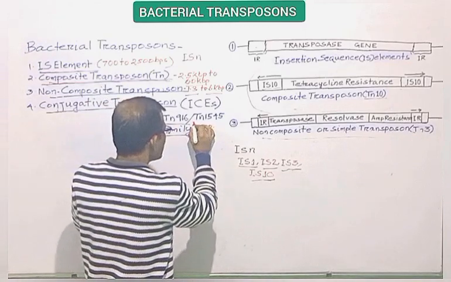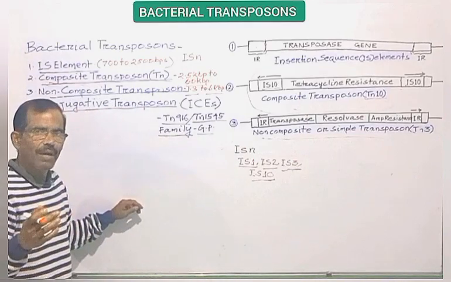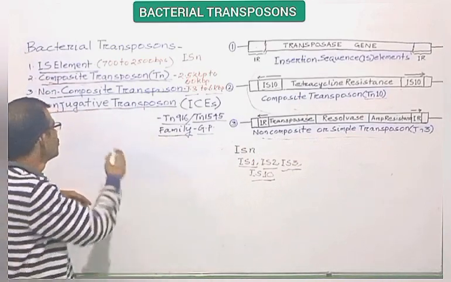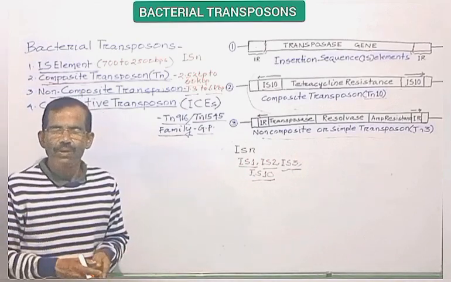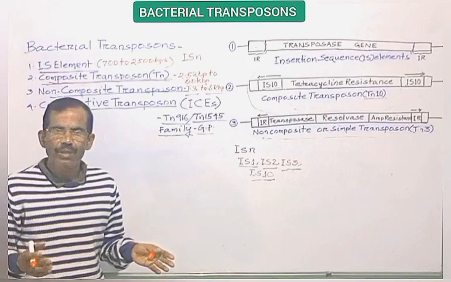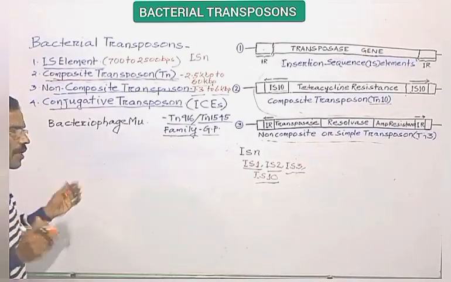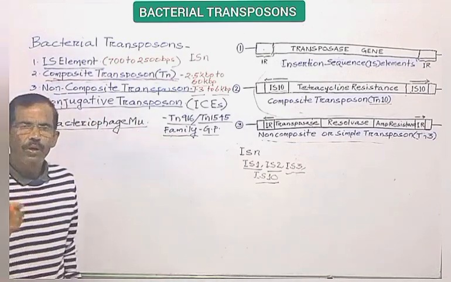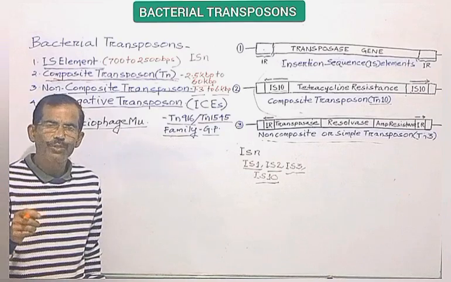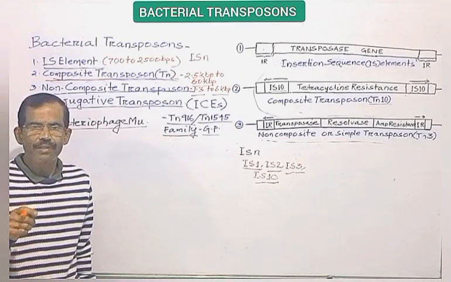Tn916 and Tn1545 family, which is prevalent in gram-positive bacteria. These mobile DNA sequences mediate their own transfer by using a mechanism similar to plasmid-promoted conjugation. Finally, bacteriophage Mu, which is a temperate virus, also acts as a transposon that integrates into the host genome in order to initiate its life cycle.